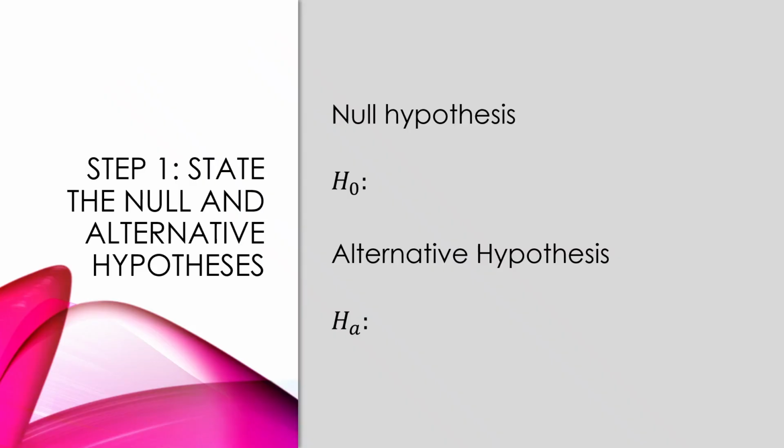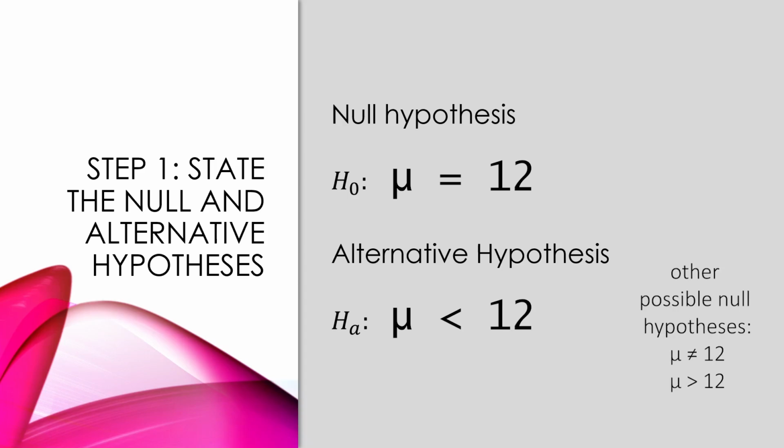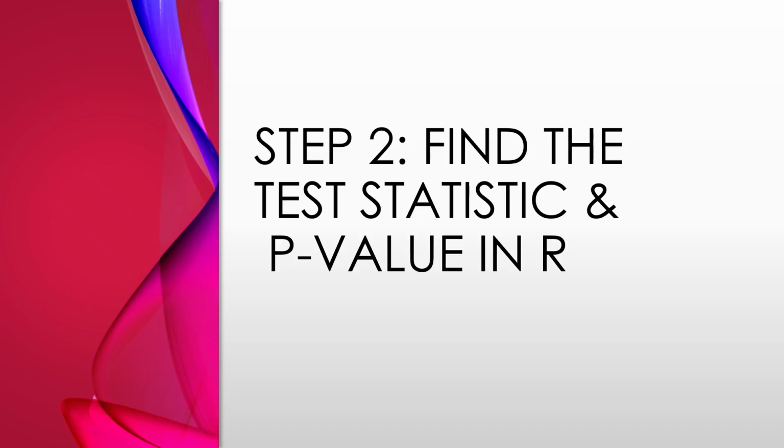Okay, so first step, state our null and alternative hypothesis. So our null hypothesis is that it is 12 ounces. They're not lying to us. Our alternative is that our mean is less than 12. Now in other cases this could be not equals or greater, but in this case we only care if they're underfilling.